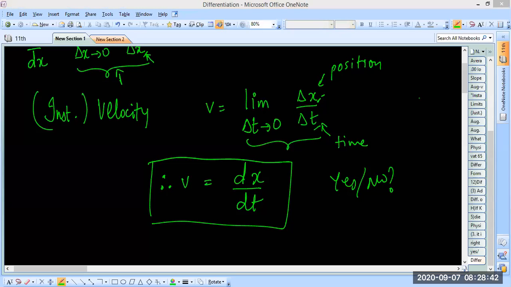So you see why we need to learn what differentiation is, right? Because differentiation is actually how velocity was defined, right? This is the true definition of velocity. No, differentiation is not equal to velocity, Ayush. Right?